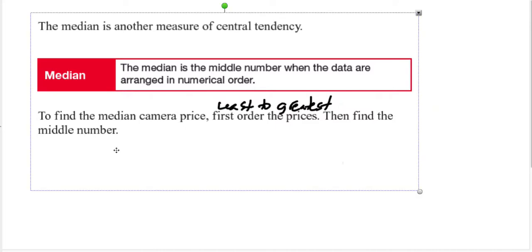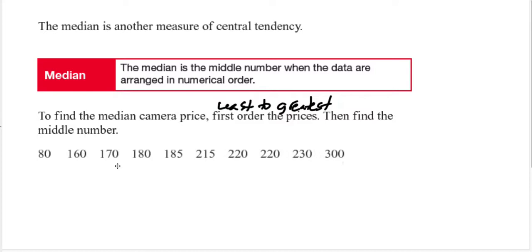So in this case, these are the prices from least to greatest: 20, 60, 170, 180, all the way to 300. If you notice, there are 5 numbers on the left side and also 5 numbers on the right side. It says find the middle number. Since there is an even number of data in this example, there is no middle number. So what do we do?